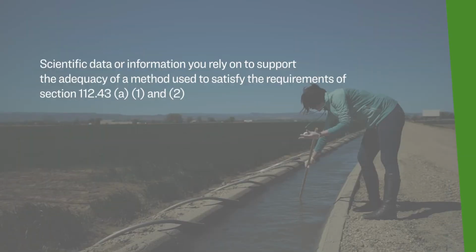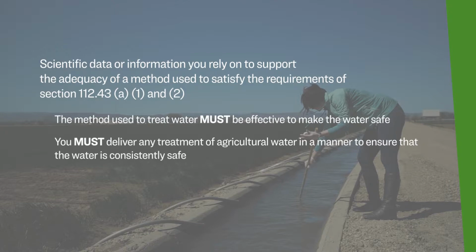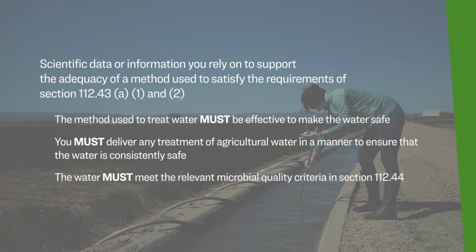If you are treating your water, you must show scientific data or information to support the adequacy of the treatment methods used. Section 112.43(a)(1) and (2) requires that any treatment method used must make the water safe and of adequate sanitary quality for its intended use. And you must deliver any treatment of agricultural water in a manner to ensure that the treated water is consistently safe. The treatment and delivery of agricultural water must meet the water quality criteria for production water and/or post-harvest water as applicable on your operation, as mentioned in Section 112.44.